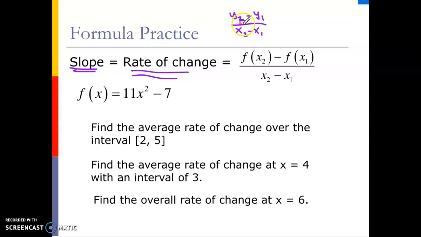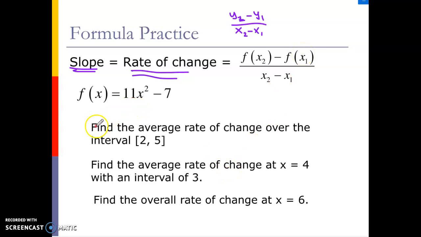Now, if we're going to put this in terms of functions, we're going to use function notation. f of x2 is just another, more official way of saying y2. So this is the y value that we calculate from the formula for that second point. And this is the y value that we calculate from this function using the first x value, not point, but the first x value.